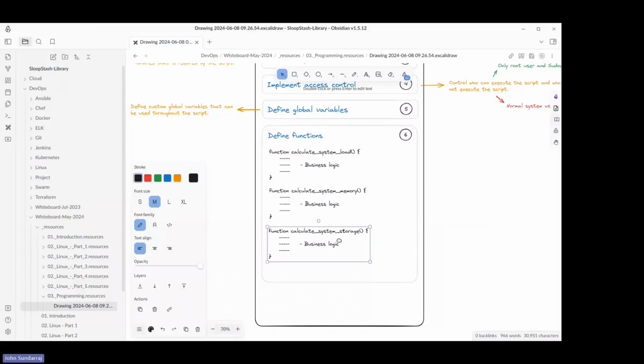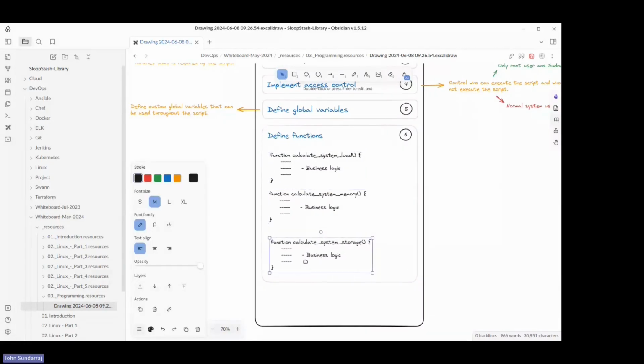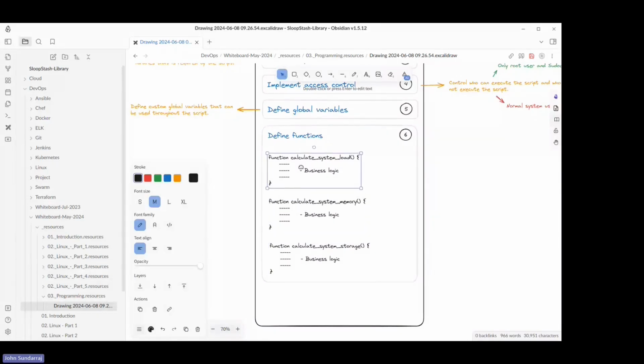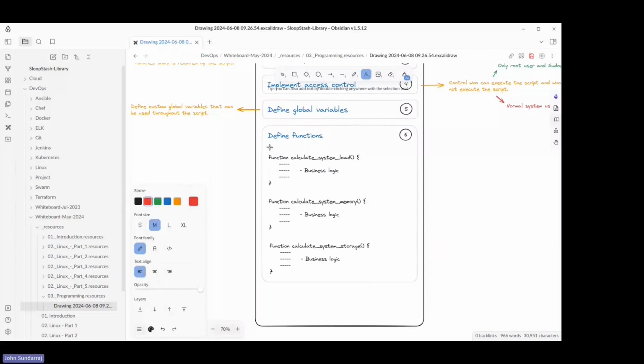And these three functions are nothing but the functionalities in the script. And this is what we call the function definition. Because when we write the script, we actually do it in this way. Every single function that you write, on top of that, you need to have a comment about what that function is going to do for you.